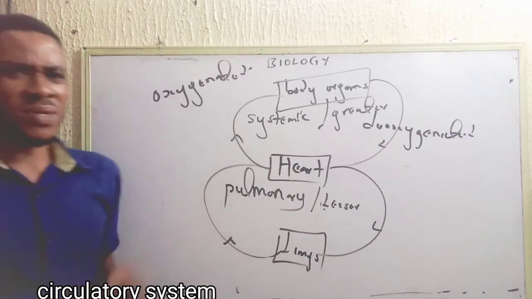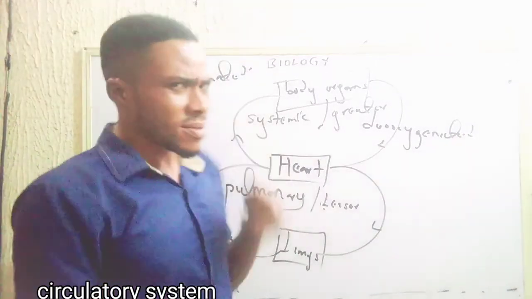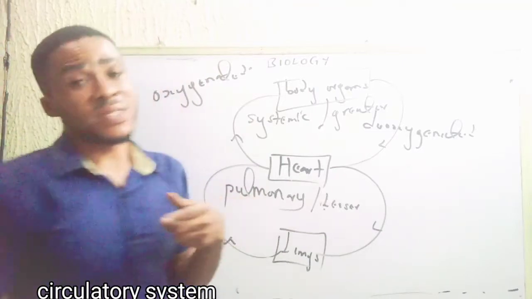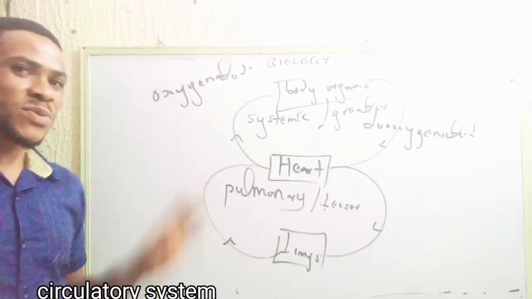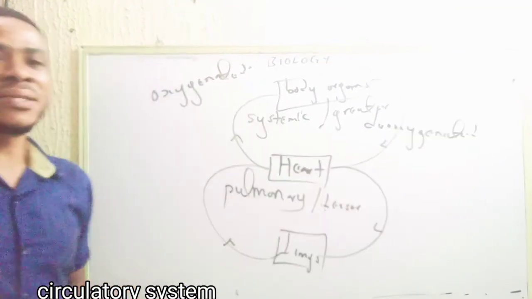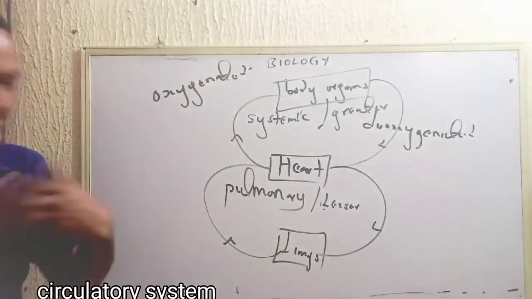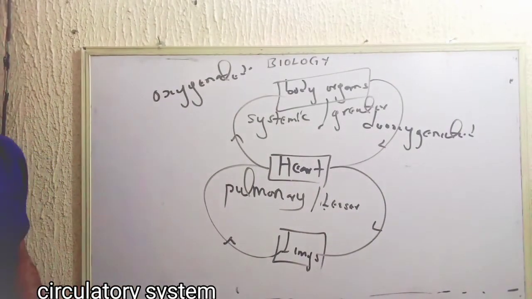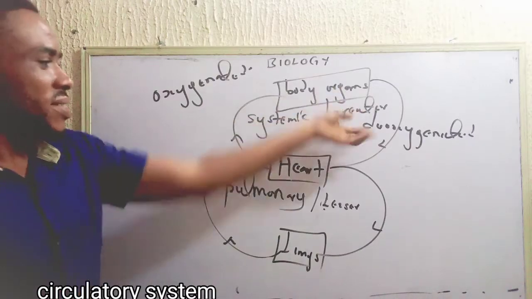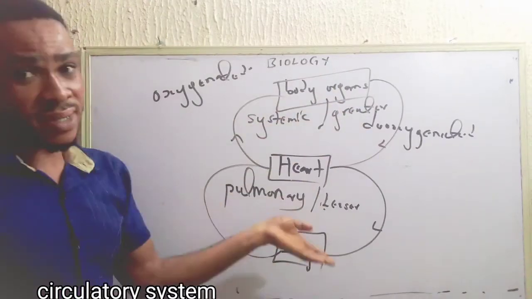But what about the blood vessels that supply blood to the head? Would you guess? That's the carotid artery. What about the one that supplies the small intestine? It is known as the mesenteric artery, the gonadial artery to the gonads, and so on and so forth. Now, systemic or greater, then pulmonary or lesser.